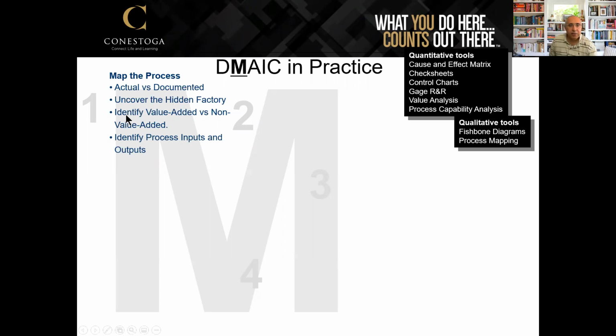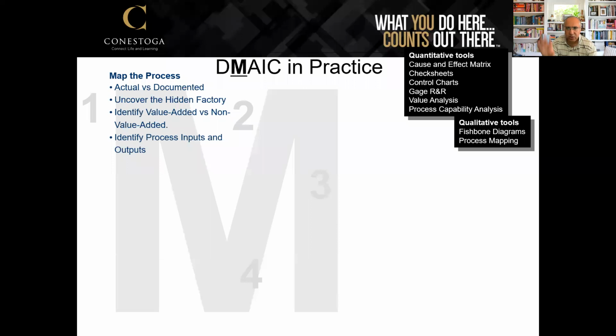So identify those also, and identify process inputs and outputs. What is coming into the process, what is going out. So you basically are mapping. As you can see in the tools here, you create a cause and effect matrix. We have this problem. What are the reasons? We call it a fishbone diagram or a cause and effect matrix. So you have a whole list of the reasons why this is happening.